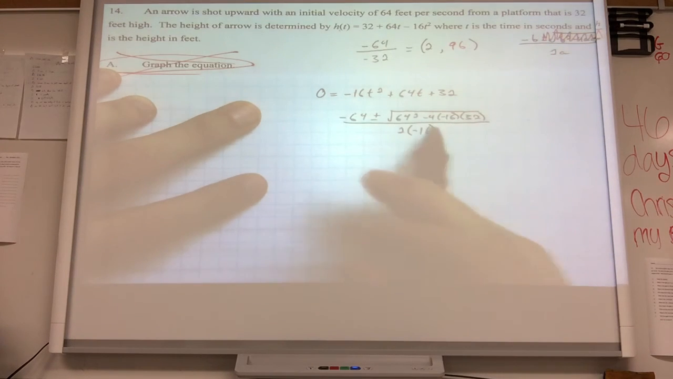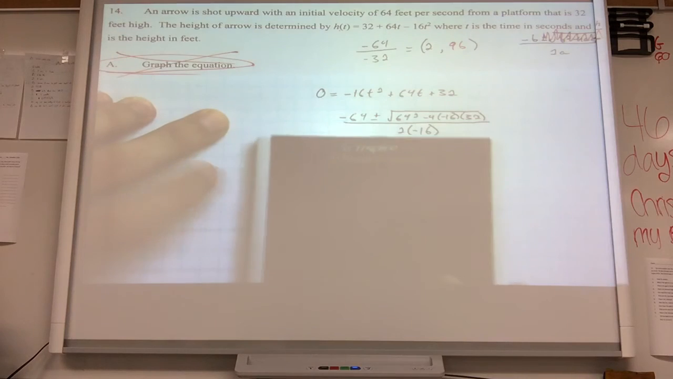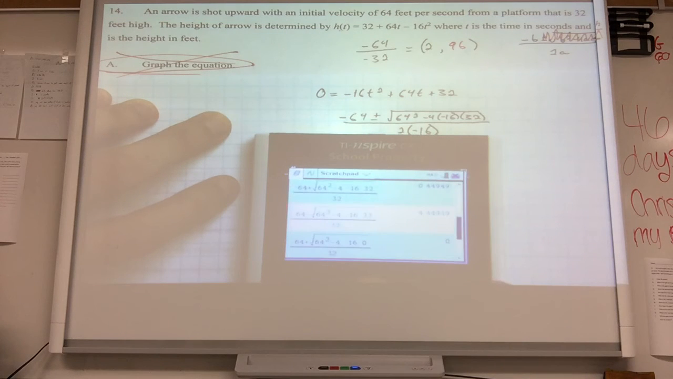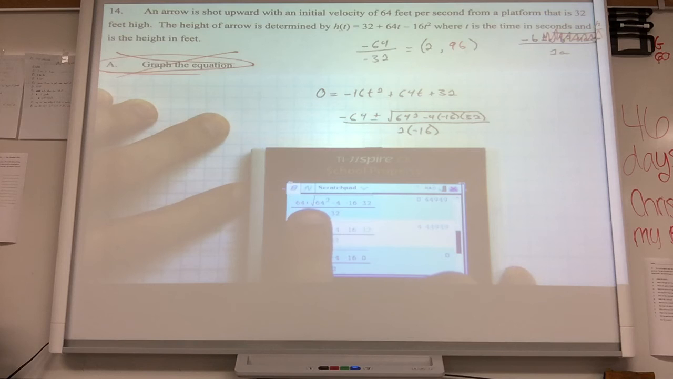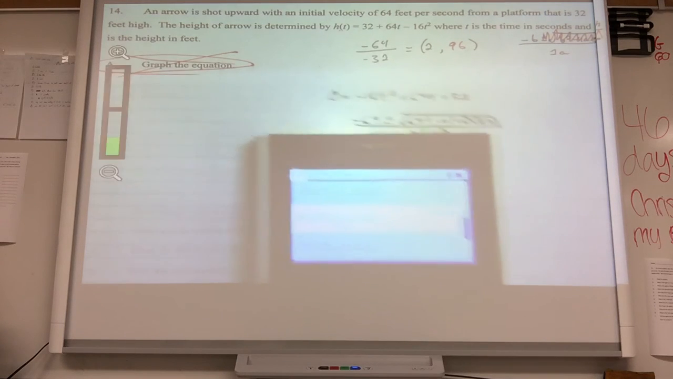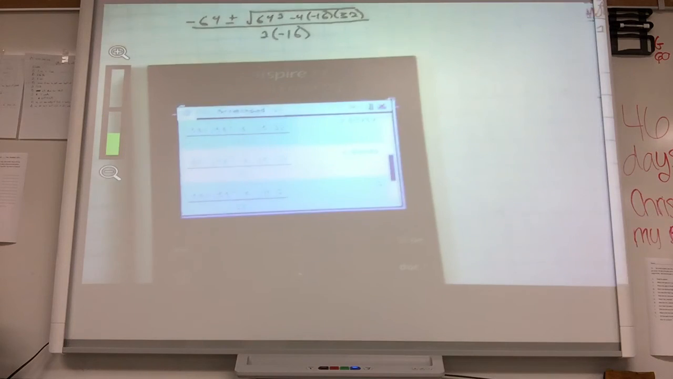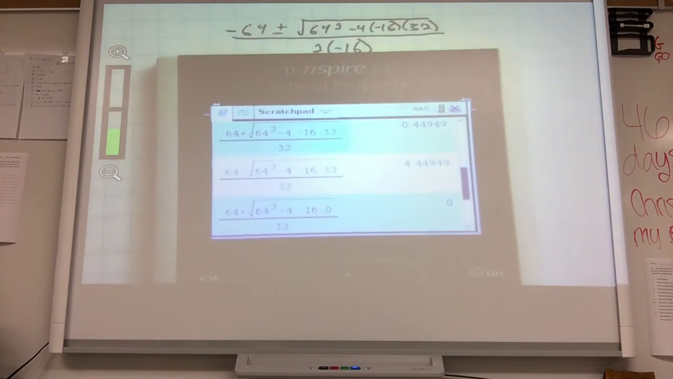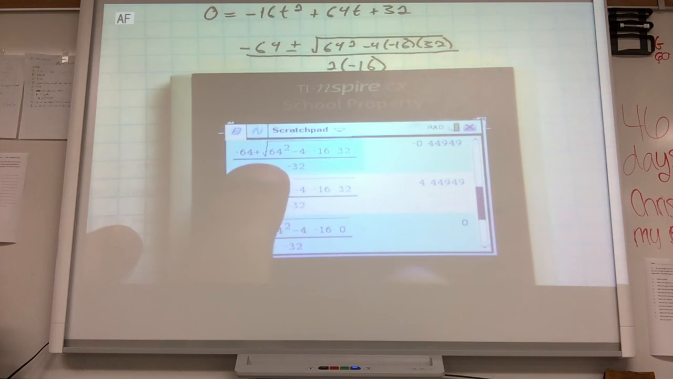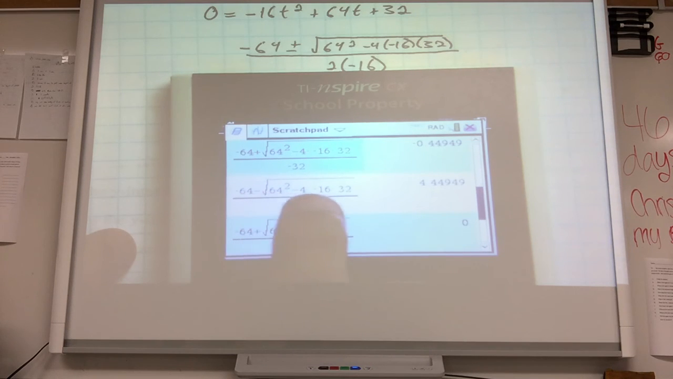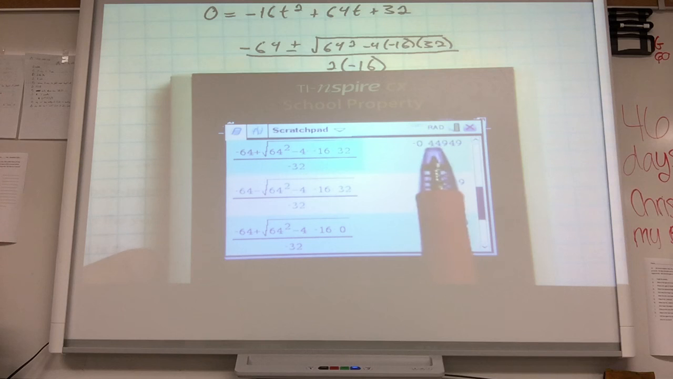All right, again, if I take that and I plug it directly into my calculator, and I've already done it, so instead of doing all that again, here it is. Here's the negative 64 plus the square root of the discriminant, and then divided by negative 32. Here's negative 64 minus the square root of the discriminant, divided by negative 32. And those are my two zeros. Again, this one doesn't mean anything because it's negative, and that's talking about negative time. This is how long it's actually in the air.